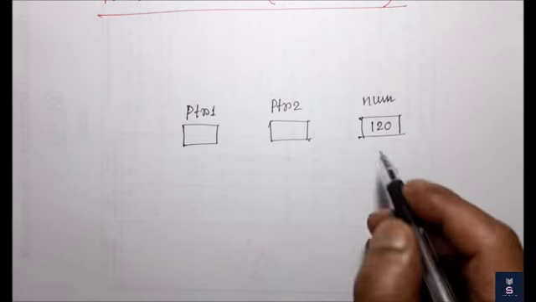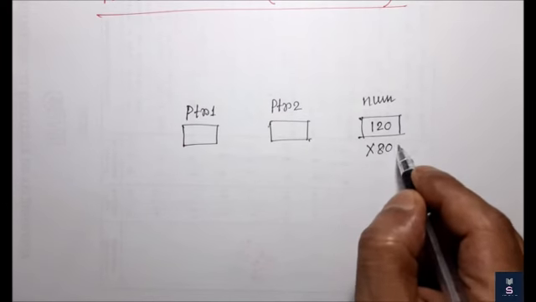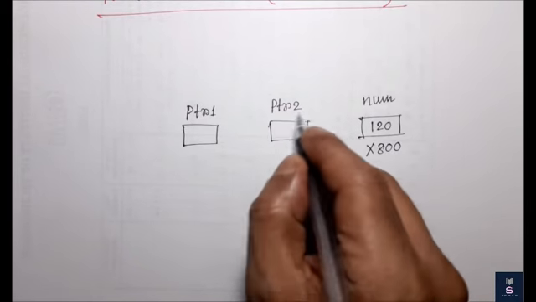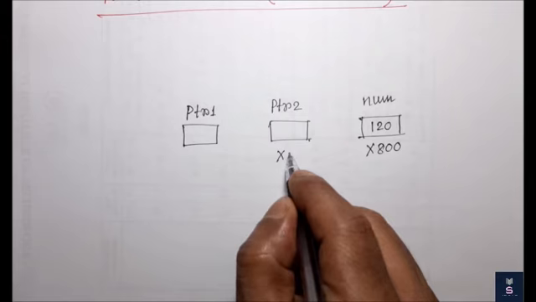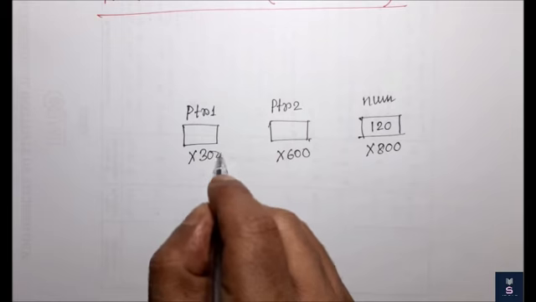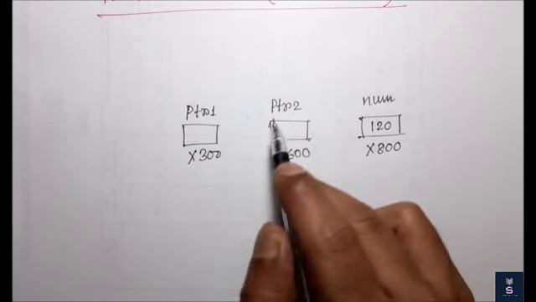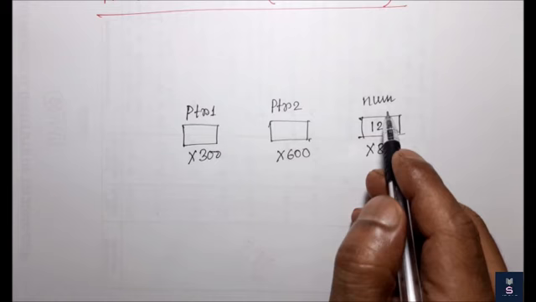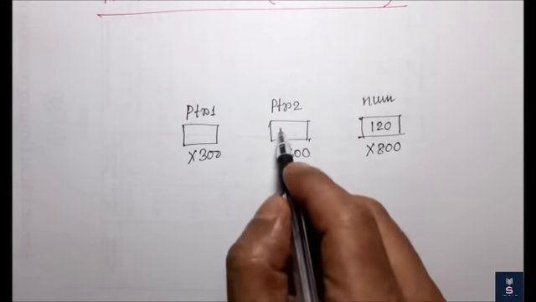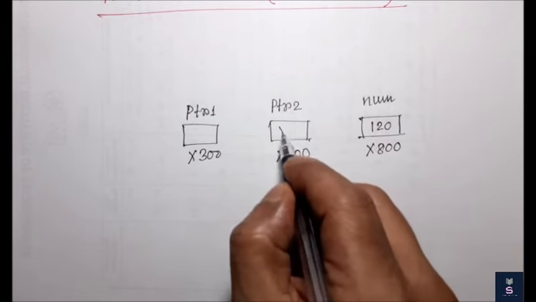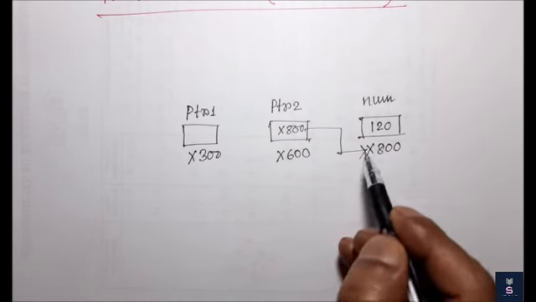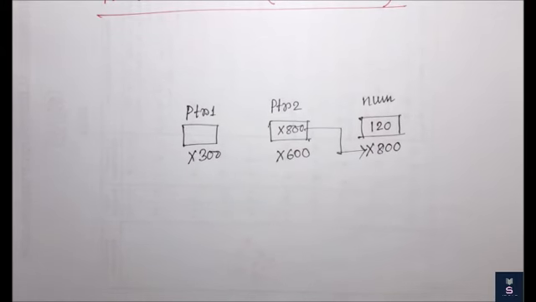Now what is the address? Let me write the address of this variable as x800. And let the address of this pointer ptr2 be, for example, 600. And for example, this one is 300. Okay, so ptr2 is a pointer which points to an integer num. So what is the value of ptr2? ptr2 will be 800. That means ptr2 is a pointer which points to an integer variable num.